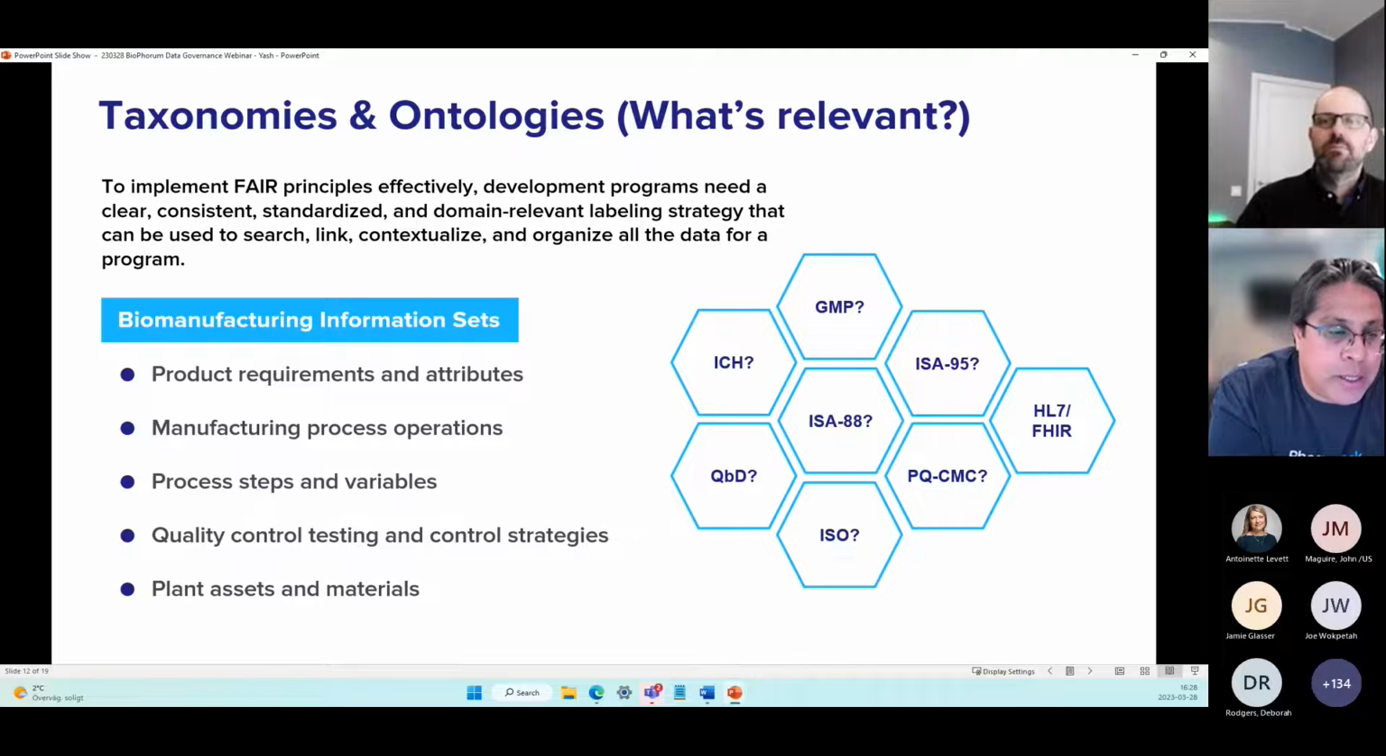they can all utilize this approach, whether they're product requirements and attributes or your manufacturing process operations, right? And then the question, of course, becomes which set of taxonomies and ontologies should you use? ICH, GMP, QbD, ISO. There's a variety of different ways you can start to organize your information, and we'll talk a little bit about that at the end about what direction you should go in. But there are a lot of different choices out there, and it's important to understand which ones you're going to apply for the different data sets and the different stages in your life cycle.